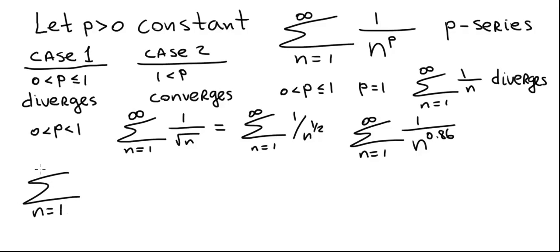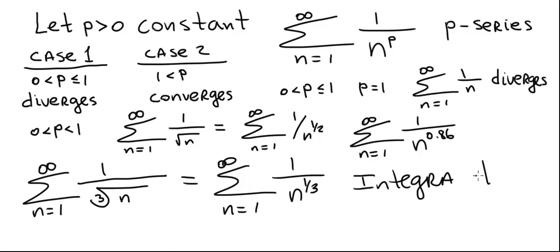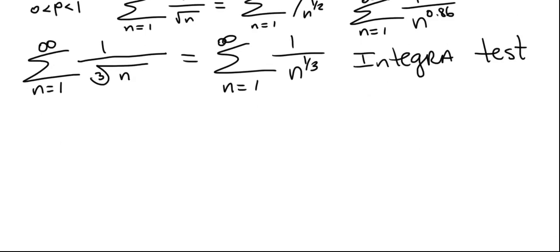Look at this series, summation from 1 to infinity 1 divided by the cube root of n, which is the summation n equals 1 to infinity 1 divided by n to the 1/3. So this is a p series with p equal to 1/3. We're going to use the integral test to show that this series diverges. How does the integral test work? The integral test works like this.